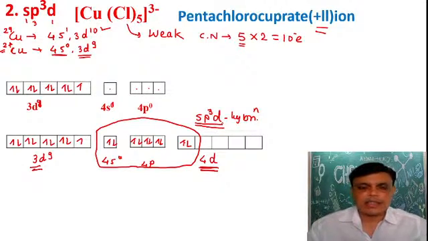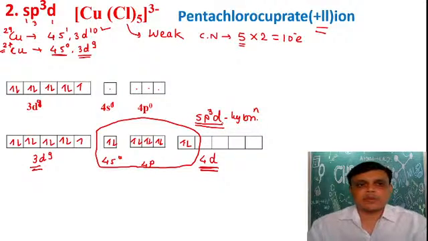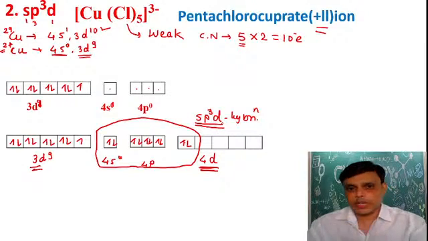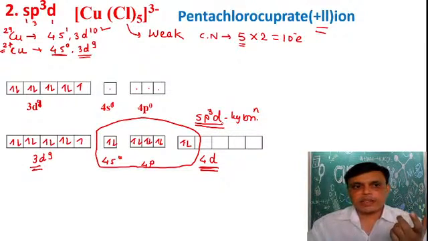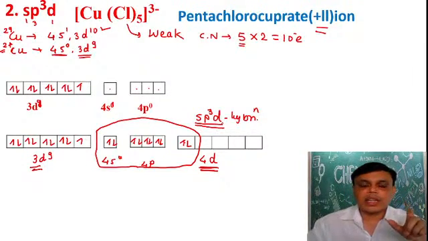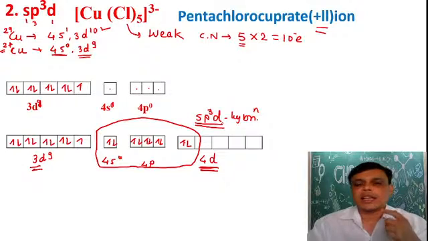In the first case, that is dsp3, the d orbital is from the 3d level. And in this sp3d, the d orbital is from the 4d level. ठीक है? पहले केस में क्या था? n is equal to, n is what? N is called the principal quantum number. In the first case n is equal to 3, and in this case, sp3d, n is equal to 4.